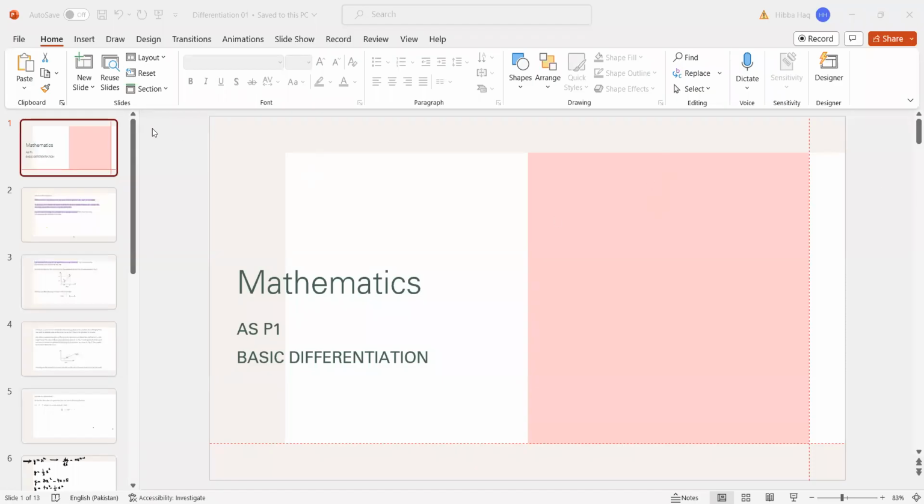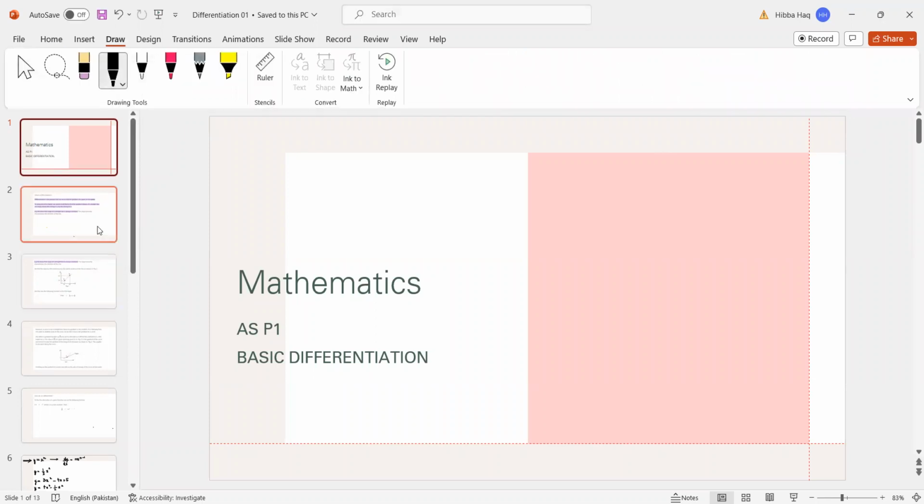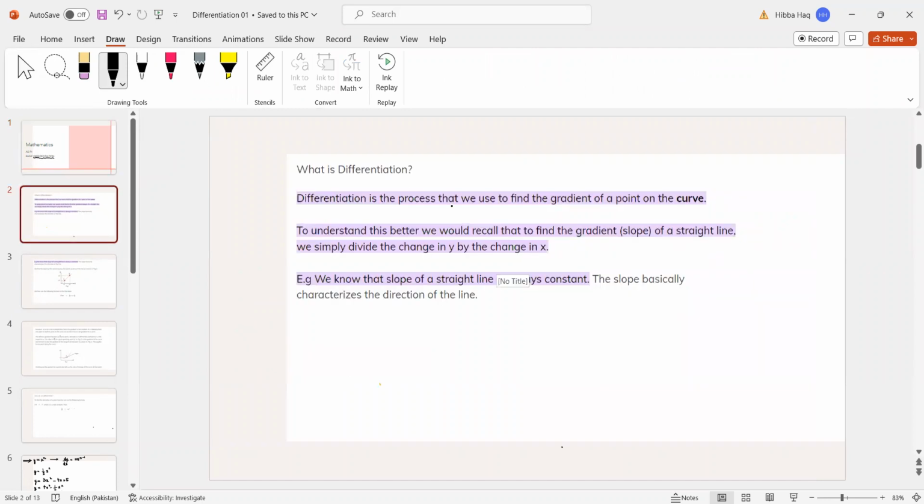So today we'll be having a lecture on basic differentiation, which is included in your ASP1. Now, when you're talking about differentiation, we're basically talking about a process that is used to find the gradient formula. So basically, differentiation is the process that we use to find the gradient of a point on the curve.